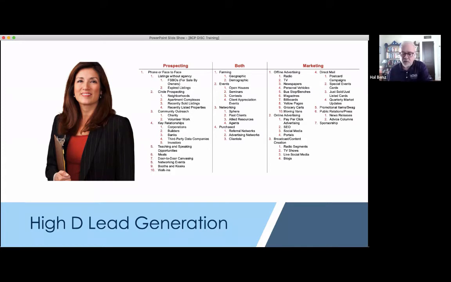I had a mentor who hired me, actually, at Keller Williams, a guy by the name of Sean Rawls, who was the regional director years ago when I first came on as a team leader.